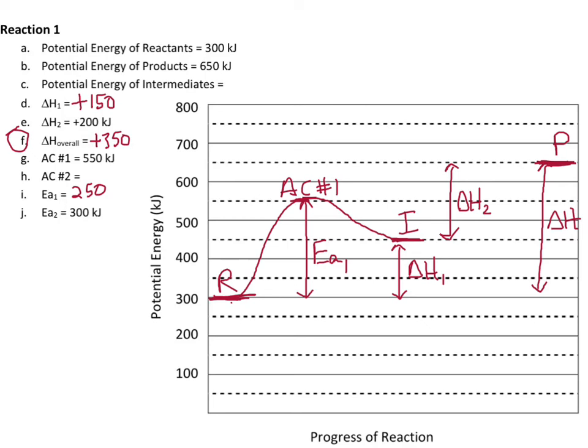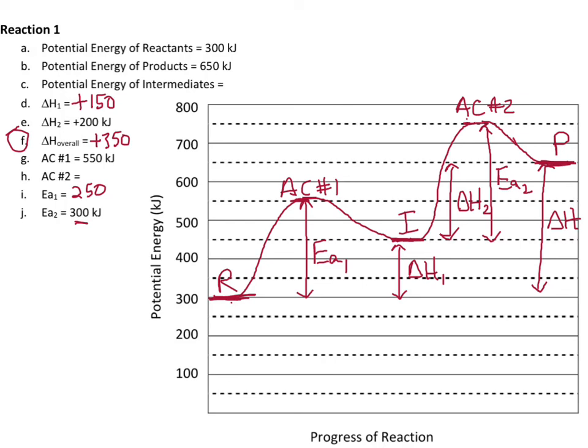The second activated complex is not told to us, but we know the second activation energy is positive 300 kilojoules. Step 2 begins with the intermediates at 450, so if the EA was 300, they would have gone up to 750 kilojoules. So here at 750 is AC number 2. And so the second step, go from the intermediates to that activated complex, and then back down to the final products. The difference in energy between the intermediates and the second activated complex is the EA for step 2.